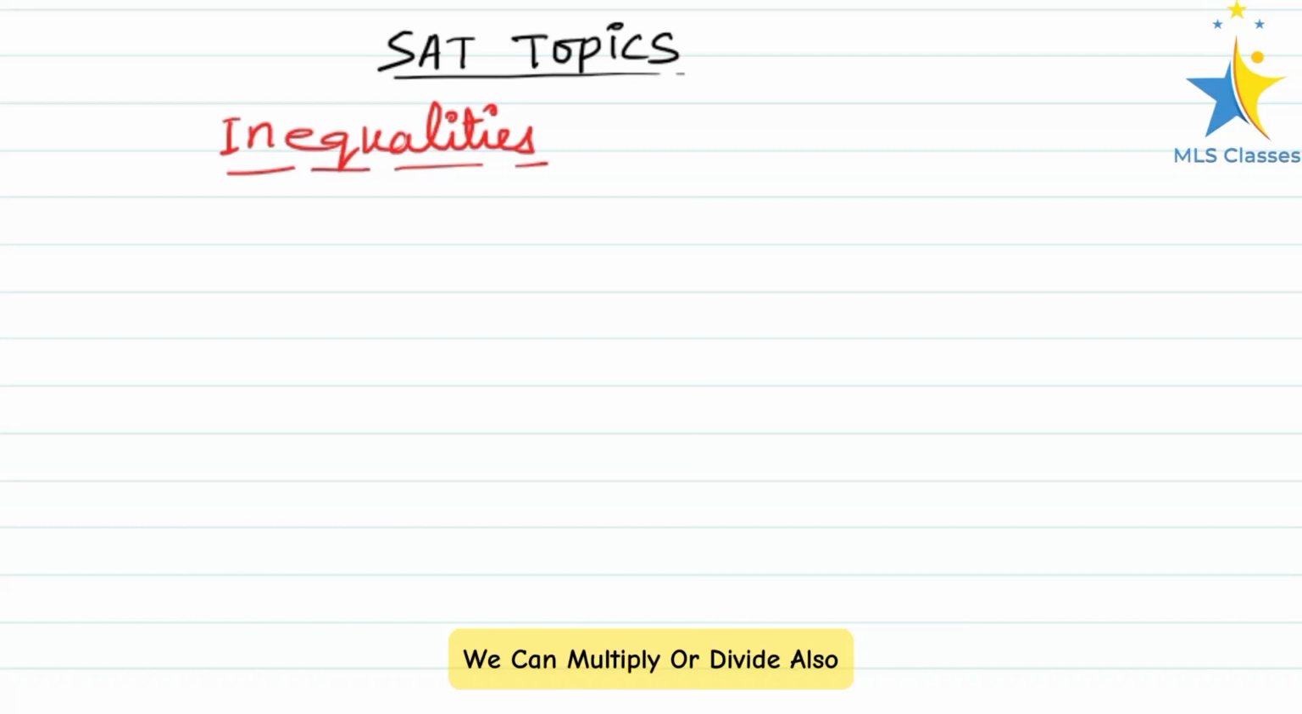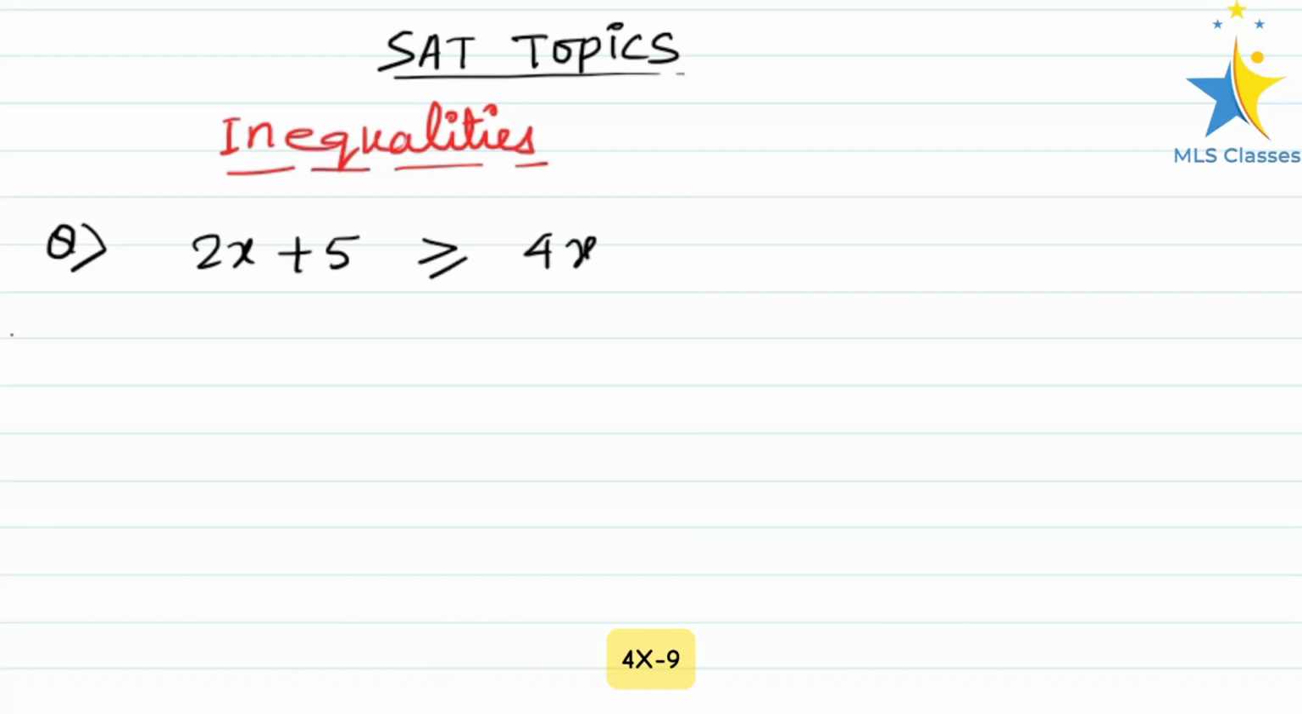We can multiply or divide also, but that should be a constant, with restrictions. Any variable we will not multiply or divide on both the sides. Only constants we will multiply or divide, and that too with some restrictions which we will discuss here. Suppose the first question is 2x plus 5 greater than or equal to 4x minus 9. How will we solve this?